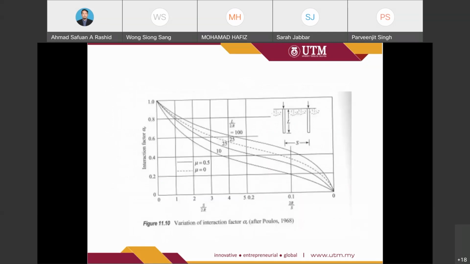Okay, so this is the way to determine the alpha, where we may refer to the spacing over 2r, while this is the length over 2r as well. So later on, we may look at how to use these diagrams.